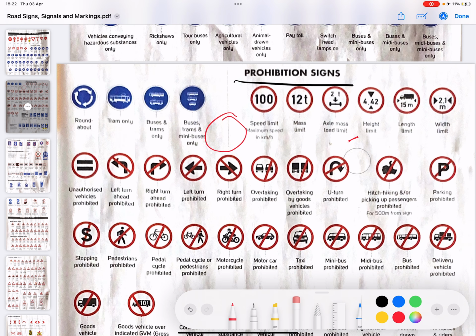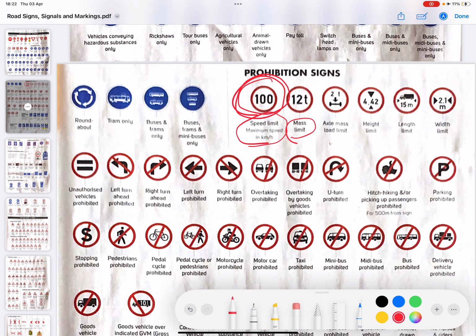So saying they are opposite of command signs, what do I mean? Command signs, they tell you that you must do this. This is the action that you must take. Prohibition, you are prohibited. You are not allowed to do what is on the board. All right. So like here, the maximum speed limit, you are not allowed to exceed 100.